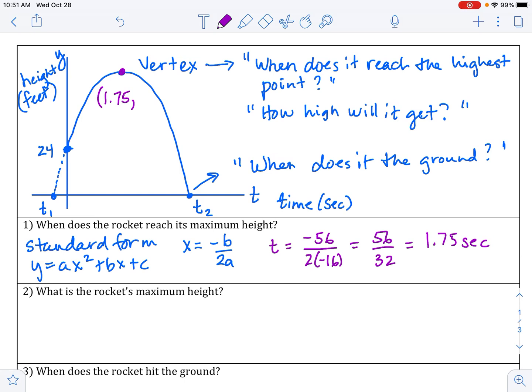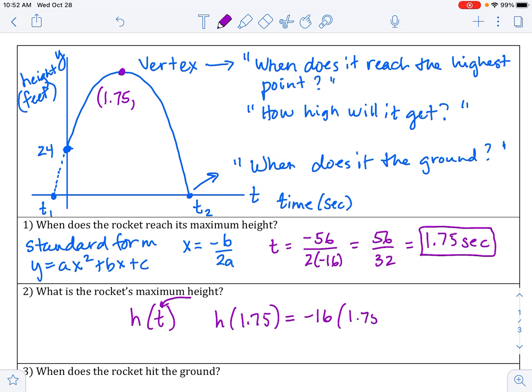What is the rocket's maximum height? Well, that will be the y-coordinate of the vertex. So I'm going to take what I got in the first problem and plug it back in to the equation. I'm going to take h of 1.75, and everywhere I saw t, put 1.75. And I can use my calculator after that and solve, and we'll get 73.